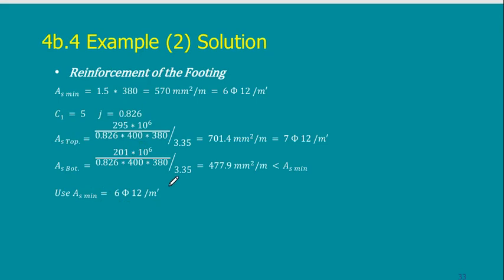But in all directions, I will have top steel and bottom steel, and I also need to calculate the minimum steel based on the thickness of the footing. So this will be my minimum steel.